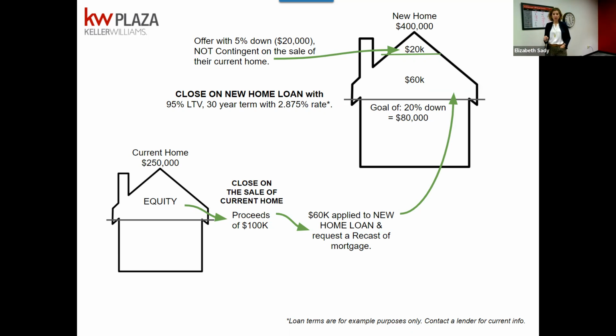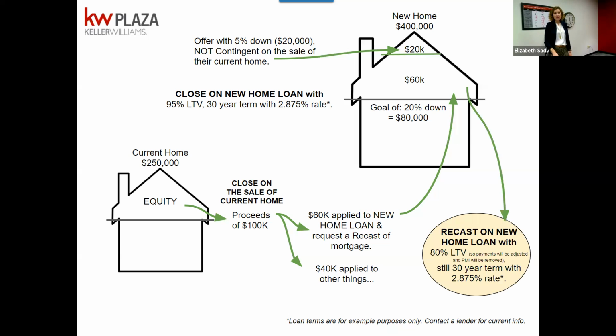Everybody still kind of following me? So 60,000 of the 100 is going to go to the new mortgage, to that lender, and they're going to recast. And they're going to take the other 40,000 and apply it to other things. Maybe it's replenishing where they got the 20,000 from, whether it's their bank account or a 401k or rainy day fund or mom and dad or a cousin or whatever. Or they're paying down credit cards or doing whatever they want with the other 40,000. Does that make sense?